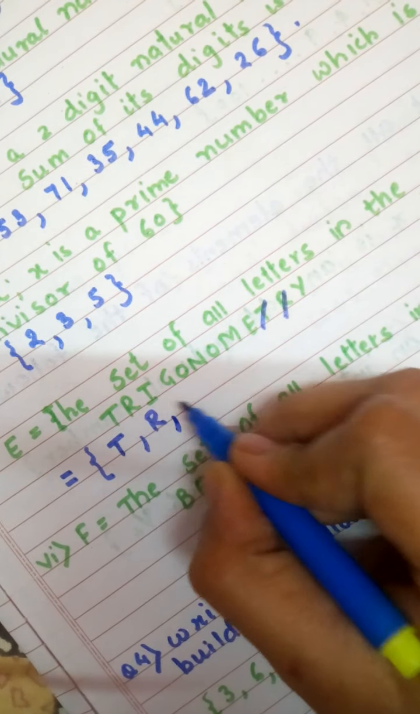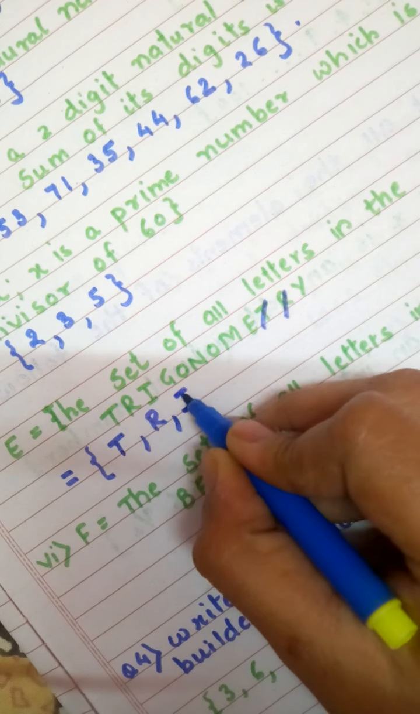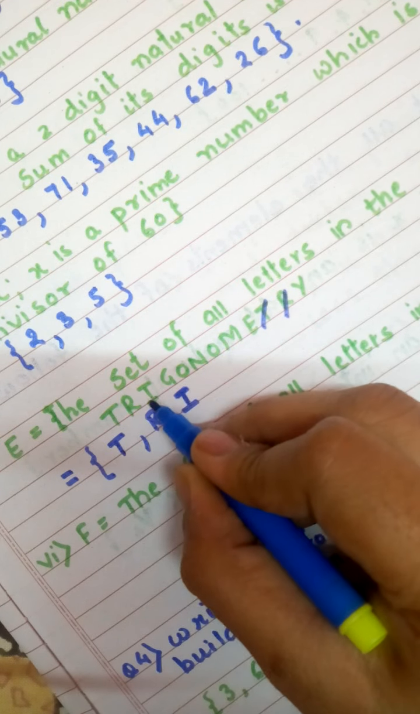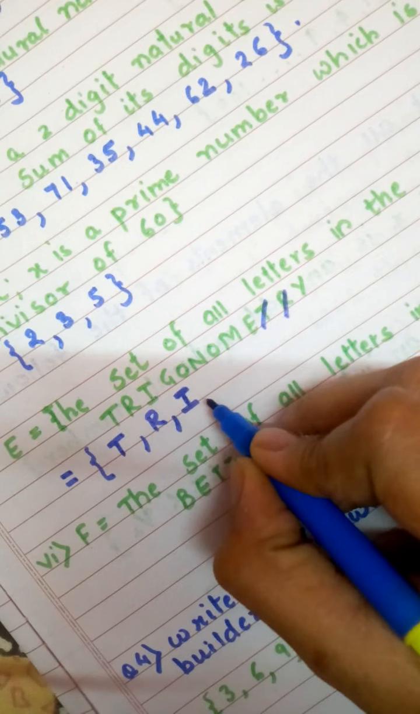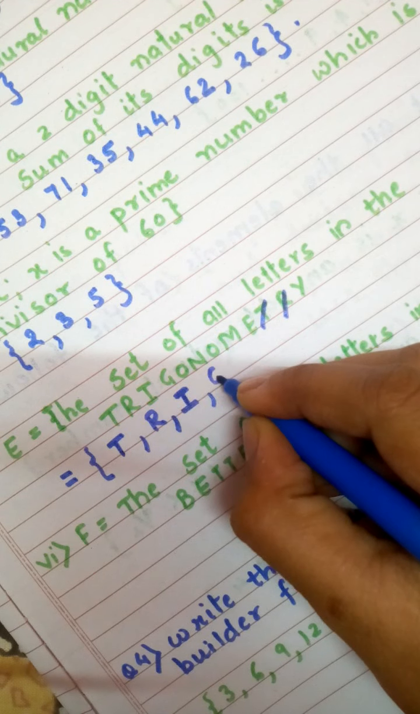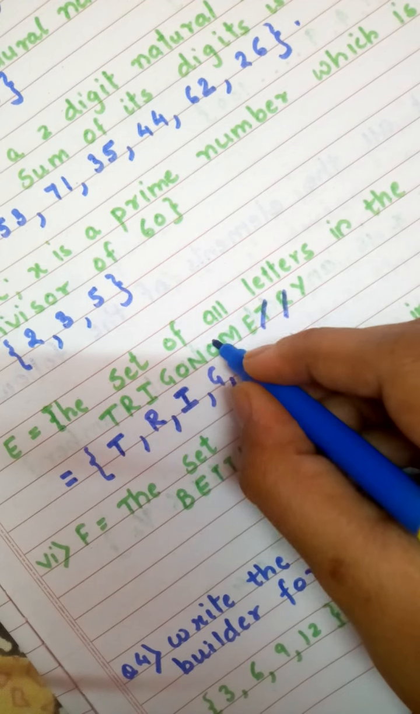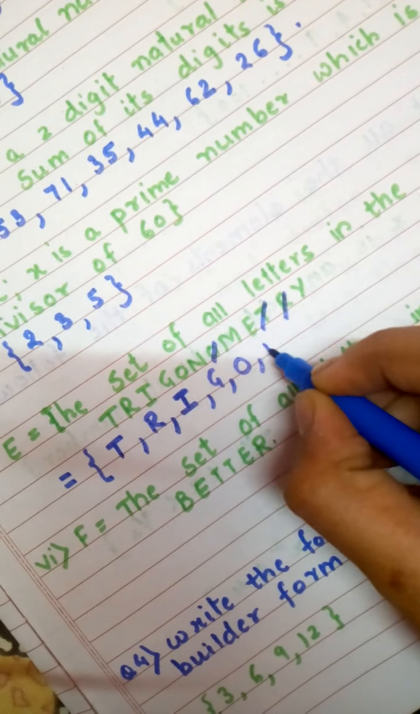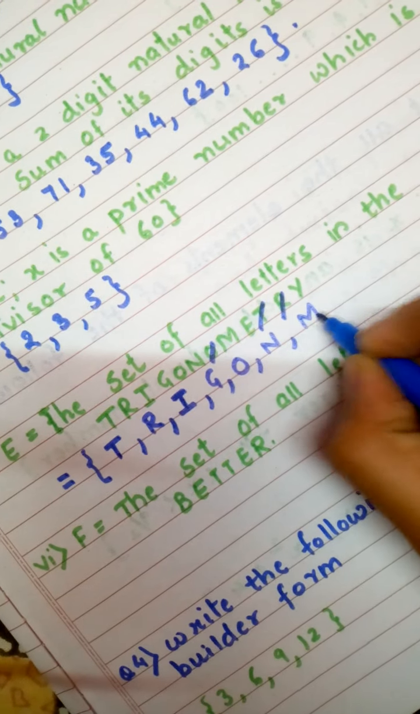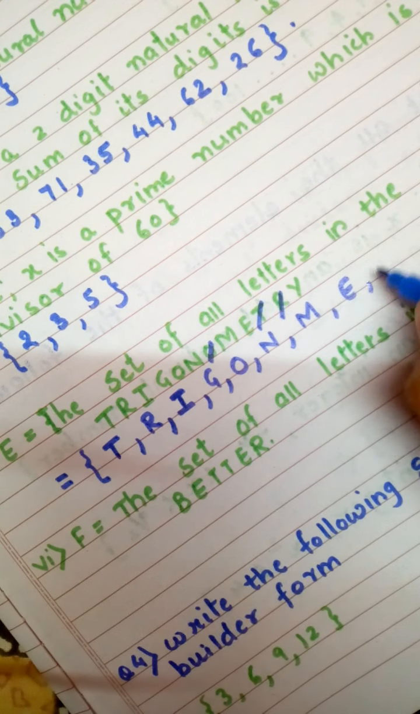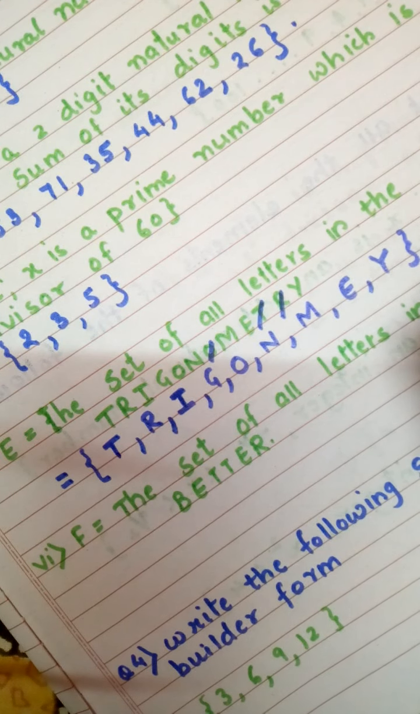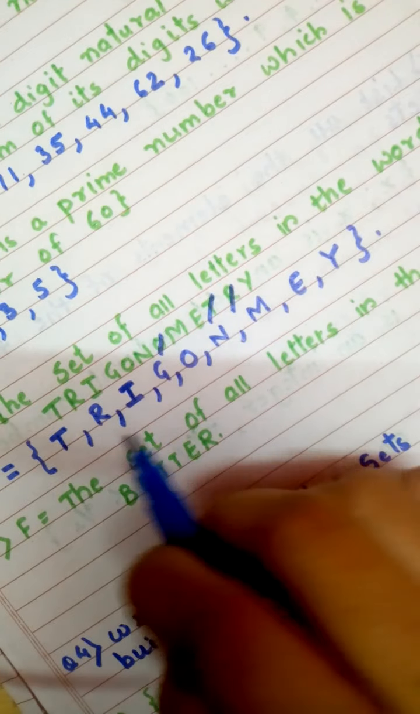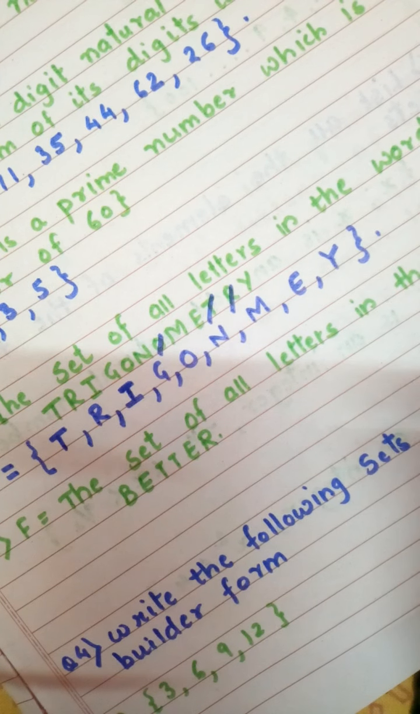Then next is I, which is appearing only once. Then G is also appearing once. Then O is appearing twice, so we have to take it only once. Then N, M, E and Y. Okay, 2 T's or 2 O's we are not supposed to write, only once we have to write.